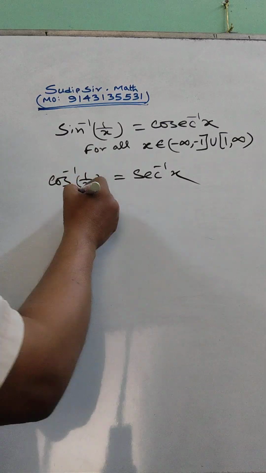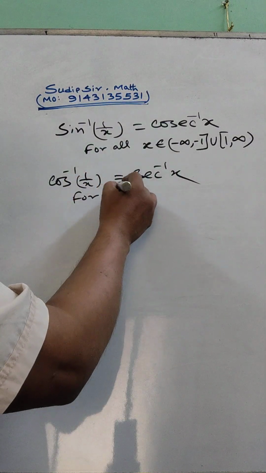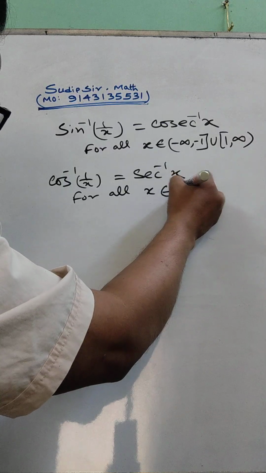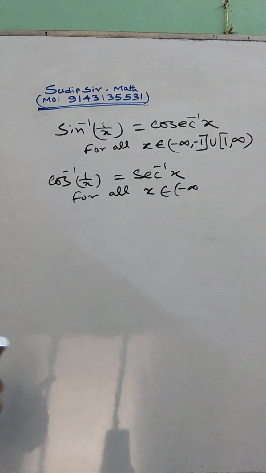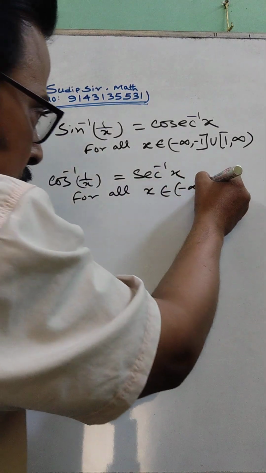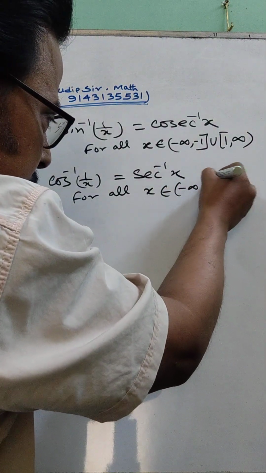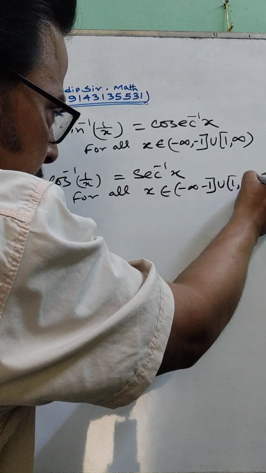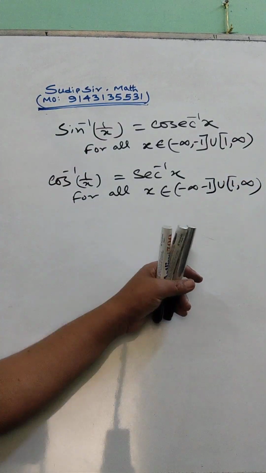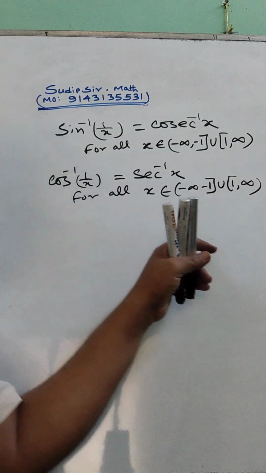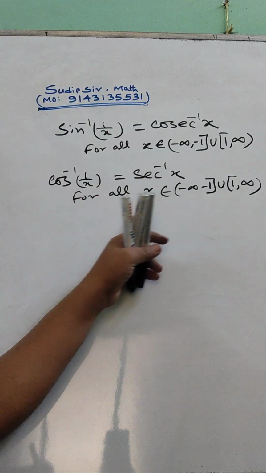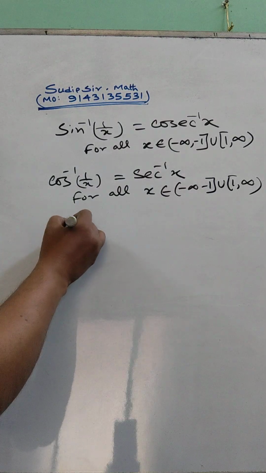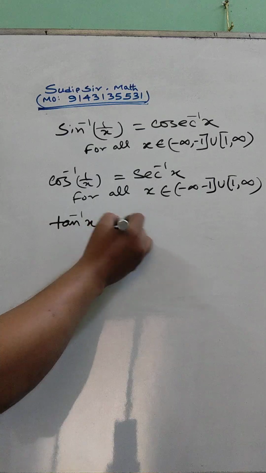But we must check for all x belonging to minus infinity to minus 1 union 1 to infinity. For use of this formula, we must check this validity. And now tan inverse x.